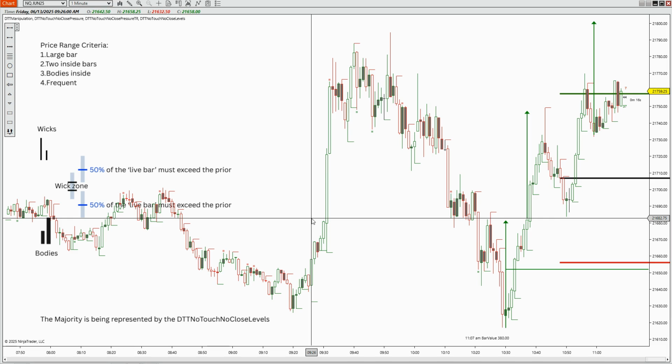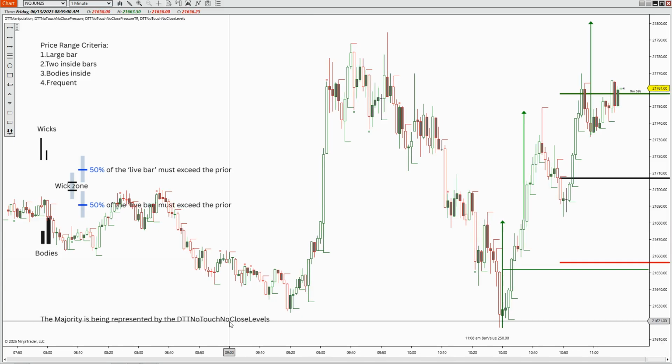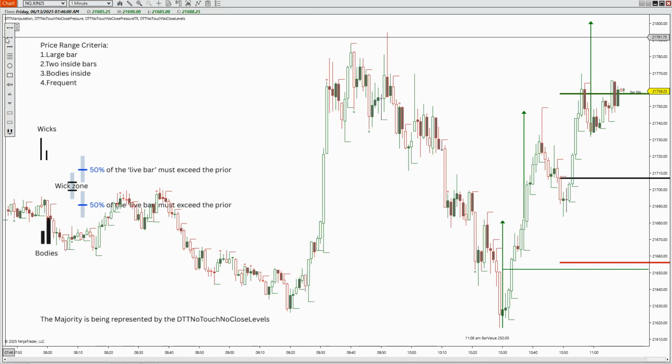And so you'll just need to be certain that when the price begins to accelerate, when it begins to move away, majority is on your side. That way you can remain in it while it moves. And that's what the no touch no close levels are trying to highlight for you.